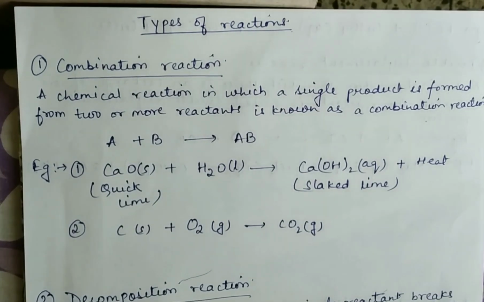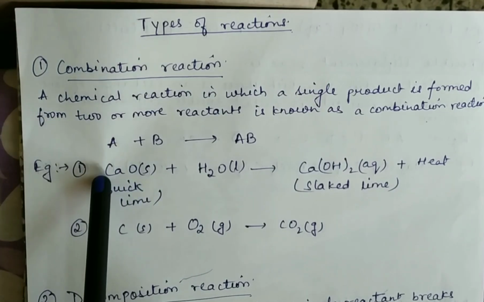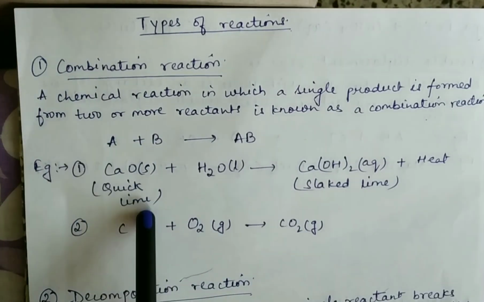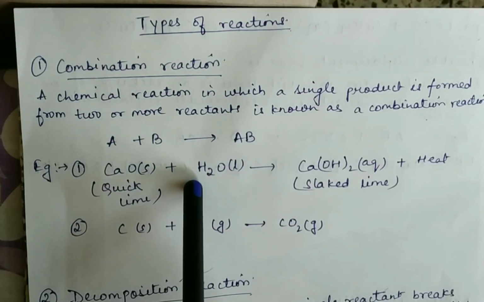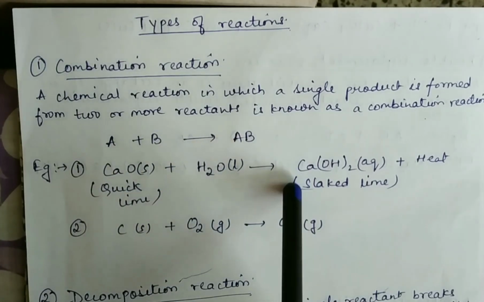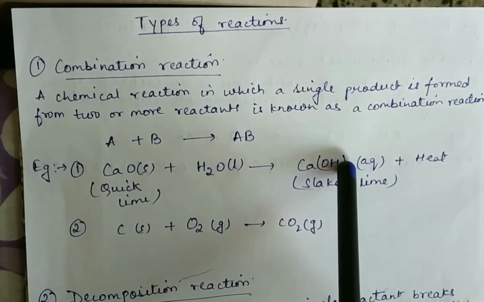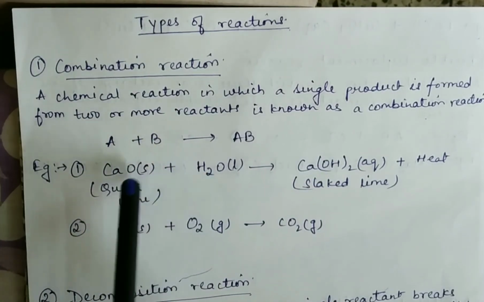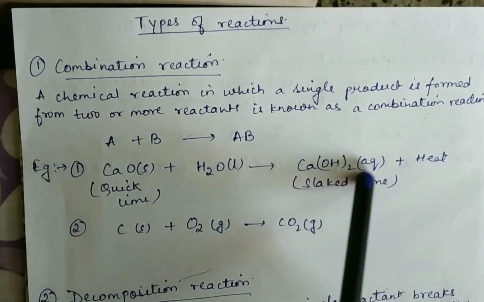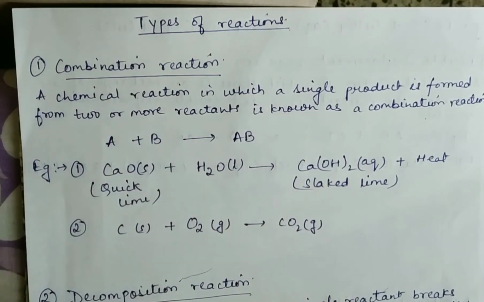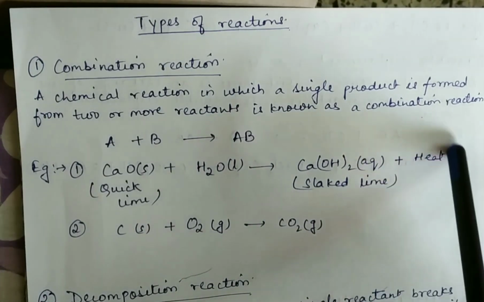So here I have taken 2 examples. The first one is when calcium oxide, also known as quicklime, is treated with water, then we get calcium hydroxide. So you can see that 2 reactants are combining together to form a single product, calcium hydroxide, also known as slaked lime, along with release of heat.